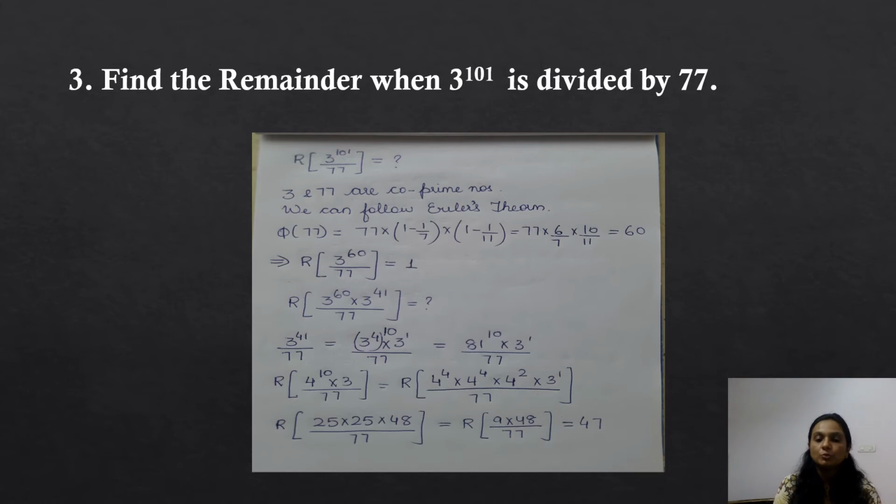So now the numerator has become a shorter number. 25 into 25, 625. We divide 625 by 77, and into 48, you get the remainder as 47. So using Euler's theorem, the intention was to make sure that the numerator comes down so that we can divide much more easily. So here the answer is 47.